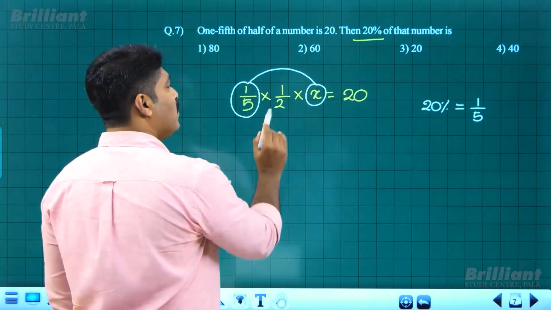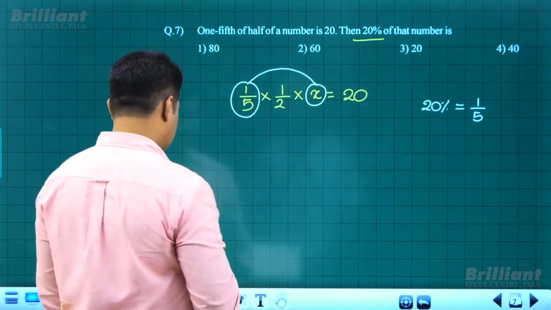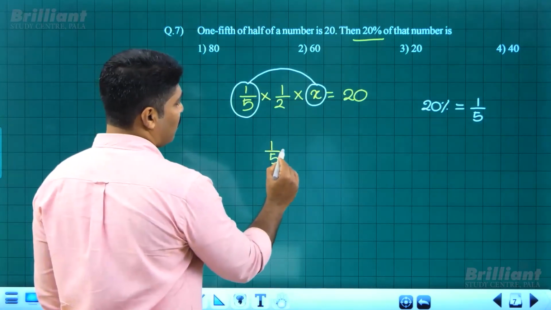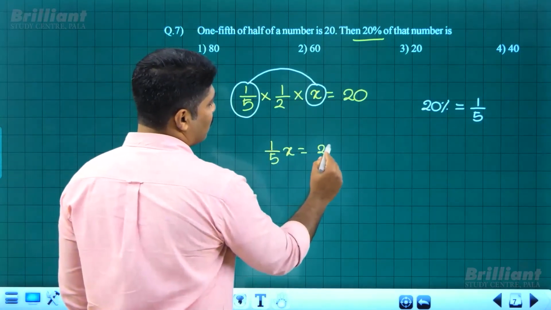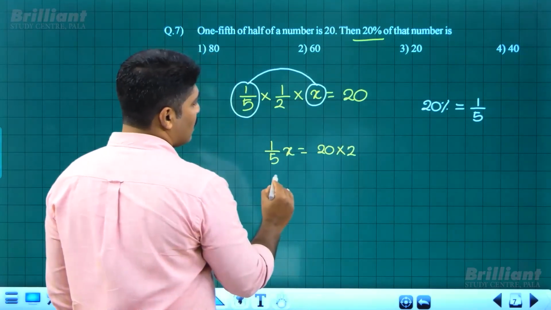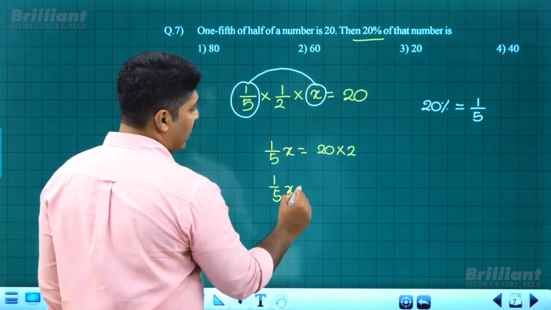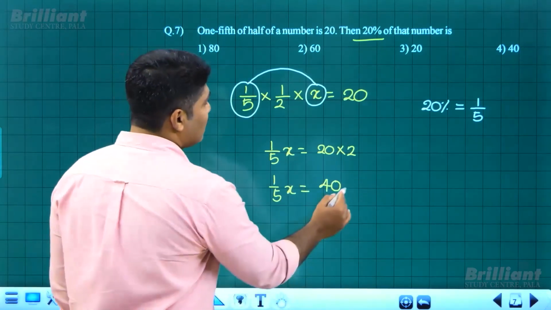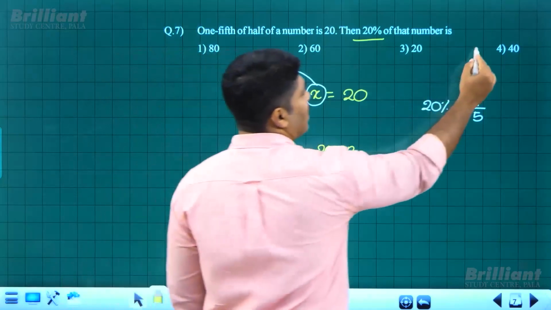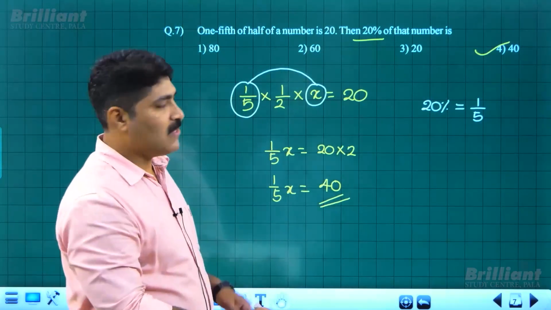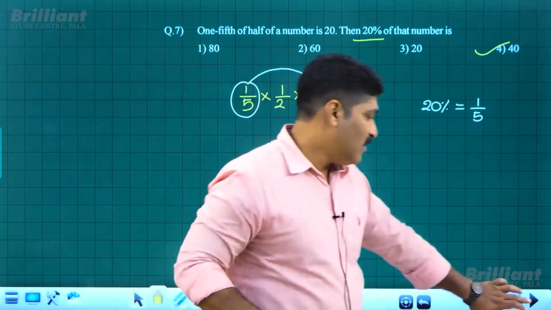What you have to do, you just take this 2 towards the right side. Therefore, we can simplify this step as 1/5 of x equal to 20 into 2. So what is it? Therefore, 1/5 of x equal to 40. Clear? So that is the 20% of the given number. Instead of finding the number directly, we can apply this concept. Like this way, we can catch it.